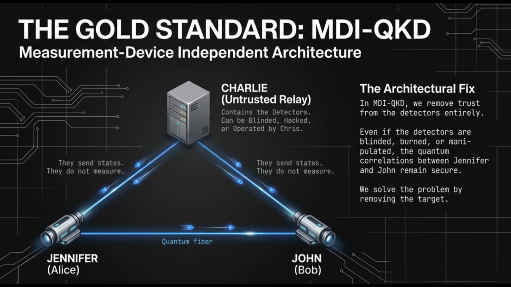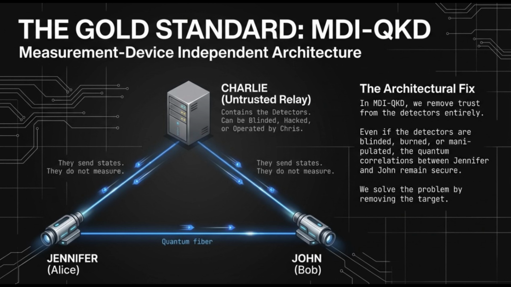Now we arrive at the most chilling aspect of this exploit, the invisible intrusion. In a standard eavesdropping attempt, the laws of quantum mechanics act like a tripwire. Any interference by an attacker typically creates noise, causing the quantum bit error rate, or QBER, to spike and alert John and Jennifer immediately. But the detector blinding attack is different. It is the ghost in the machine.